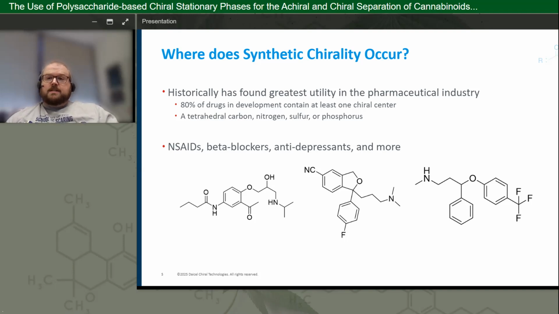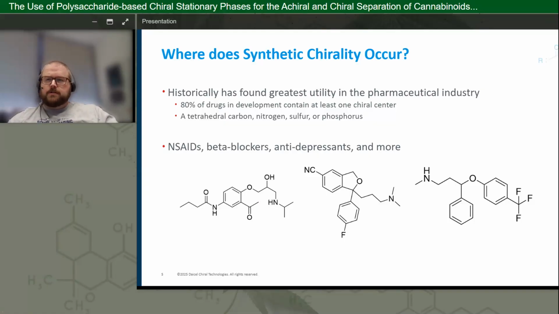Why is that important? Well, historically, and even to this day, it's estimated that around 80% of all of these small molecule drugs that are in development contain one chiral center. So almost all of the drugs that are being studied need a chiral analysis done on them in order to make sure that we don't have another case of thalidomide.